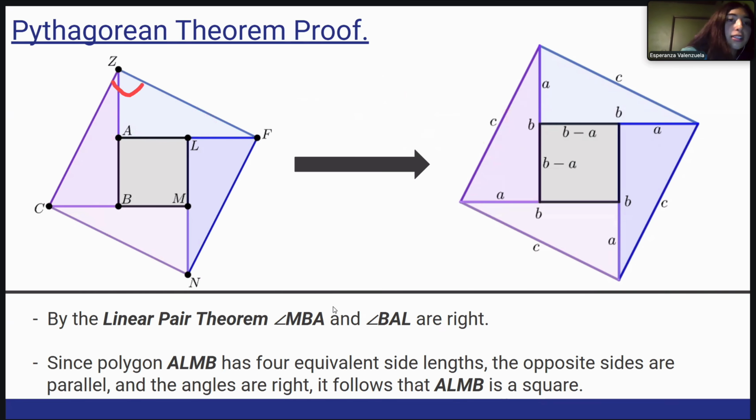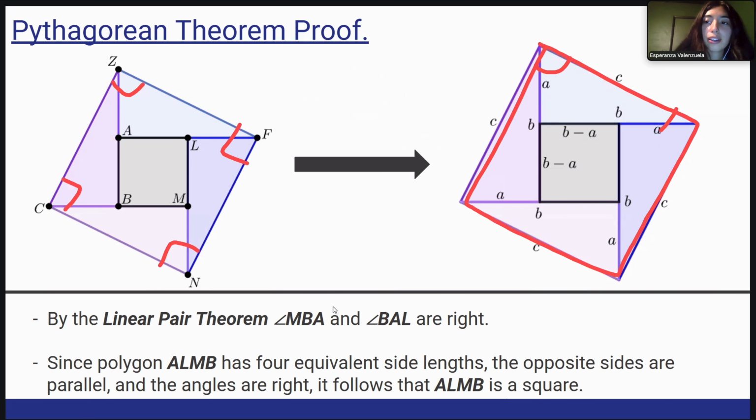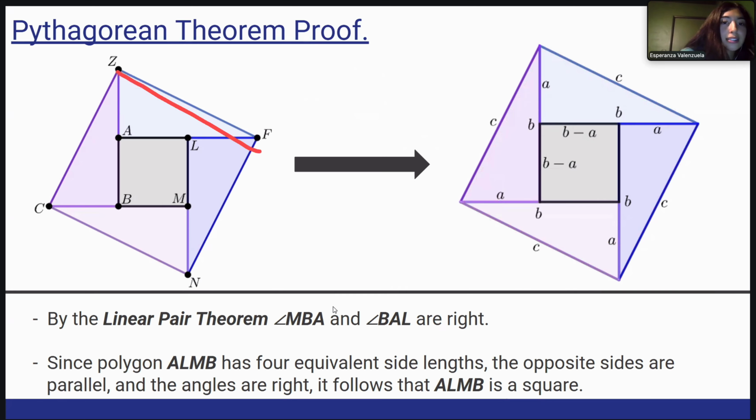So we know that this is right, this is right, this is right, and this is right. And we also know that the side lengths are all the same. They're all C. And since this is right, and this is right, and this is right, and this is right, we know that the opposite sides of this polygon are parallel to each other. Therefore, we can conclude that ZFNC is a square.